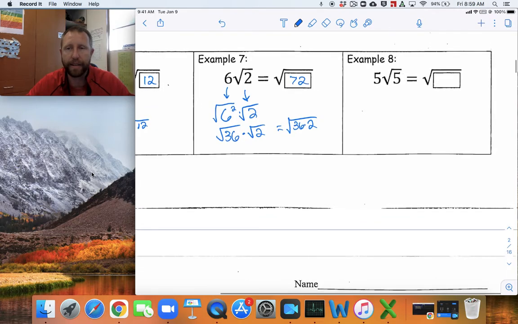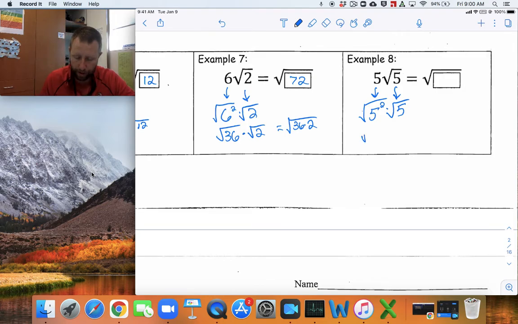And then last but not least, example number 8, I've got 5 radical 5. Follow that same process. Square the number out in front to put it back under the radical sign. Bring down the number that was already under the radical sign. That's what we're multiplying together. 5 squared, we know, is 25. So I have radical 25 times radical 5. And then I can put those together underneath the same radical sign. And 25 times 5 is 125.